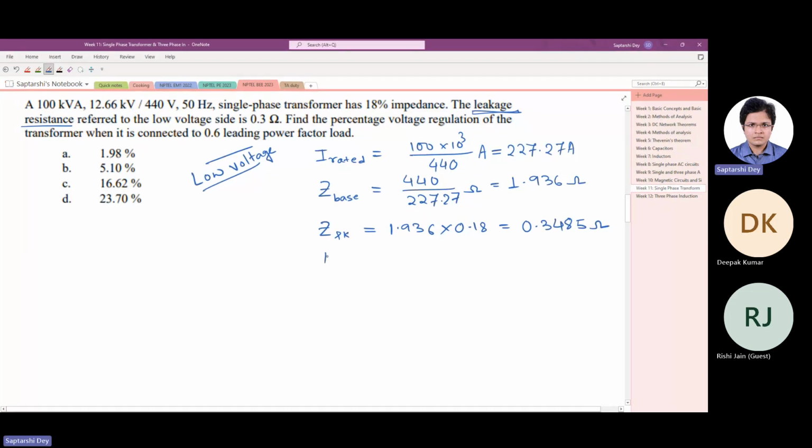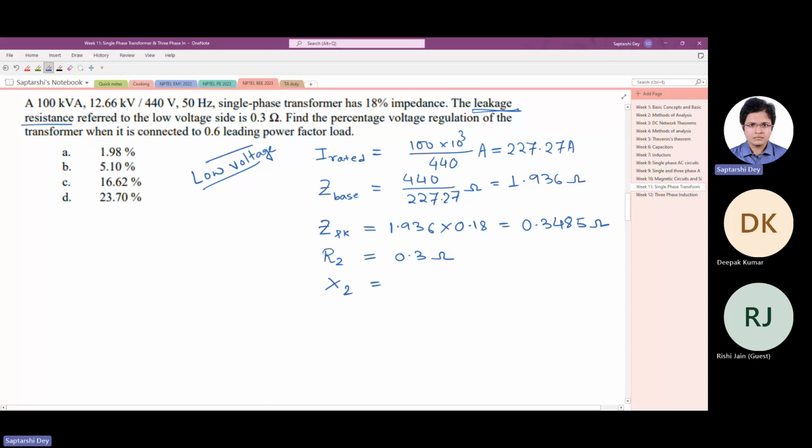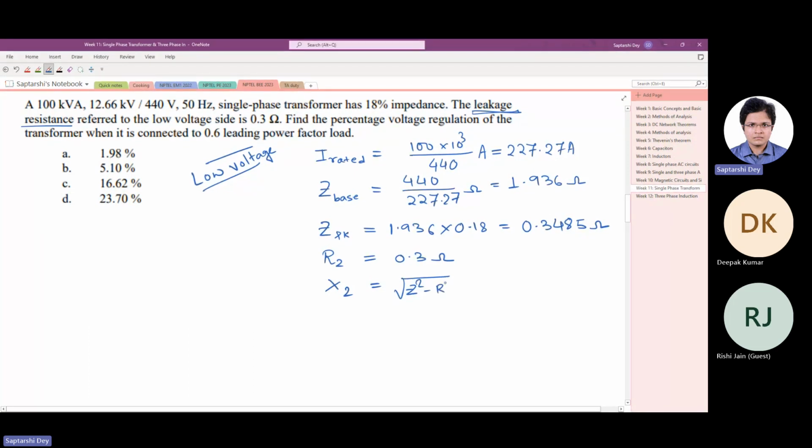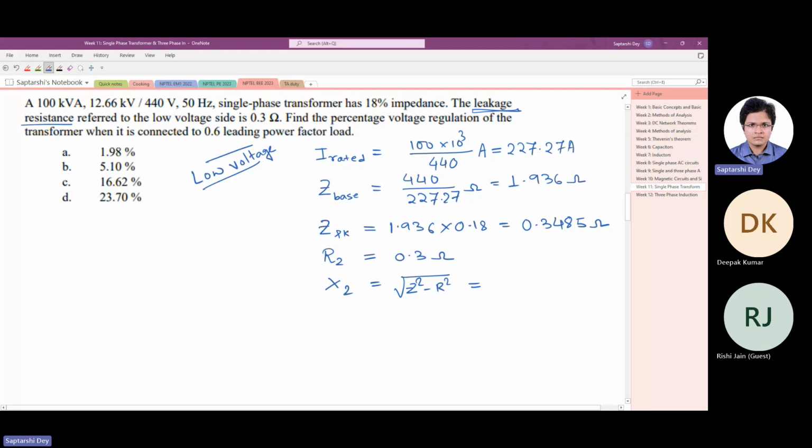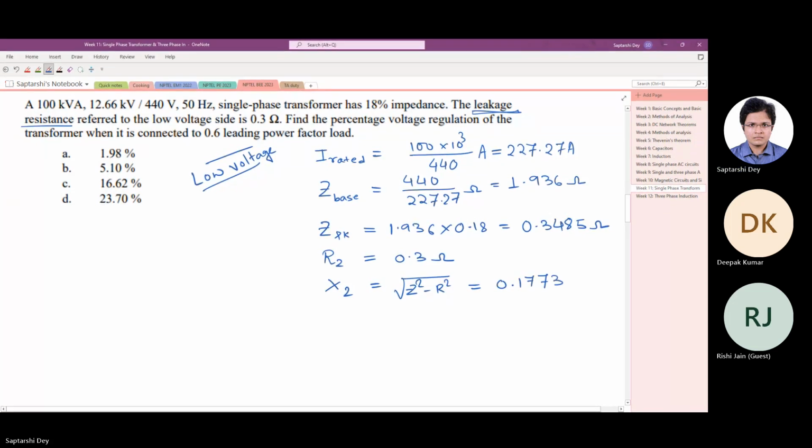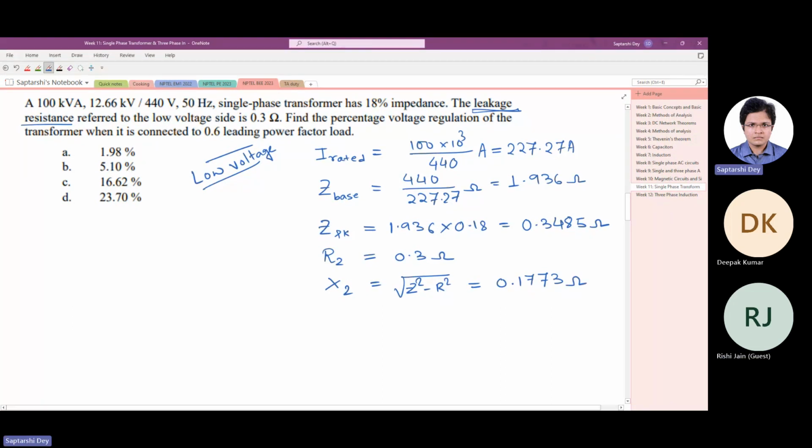Now the resistance on the secondary side is given as 0.3 ohm. So from here we can find out the leakage reactance, which is square root of z squared minus r squared. So 0.3485 squared minus 0.3 squared, square root of that gives us 0.1773 ohm.